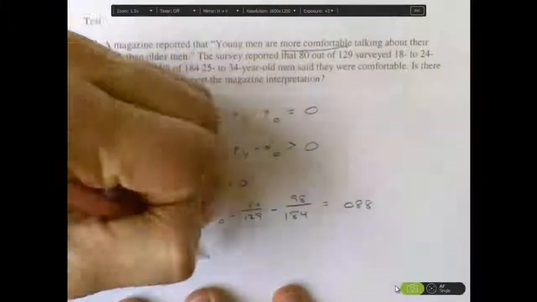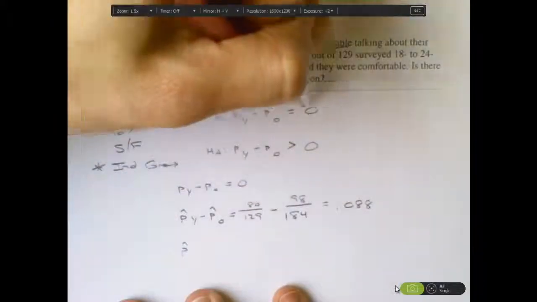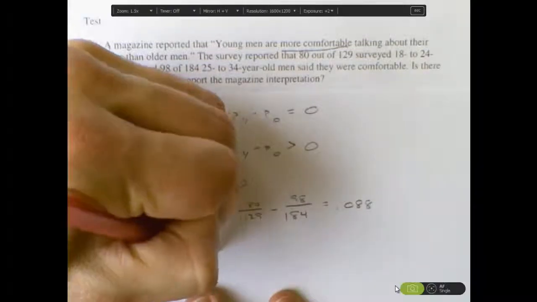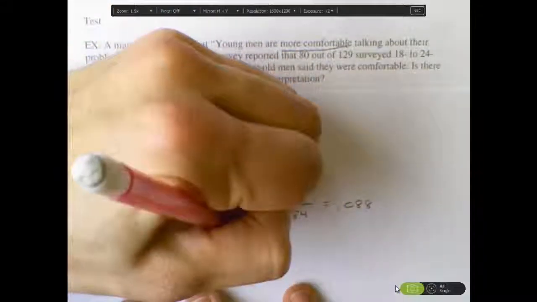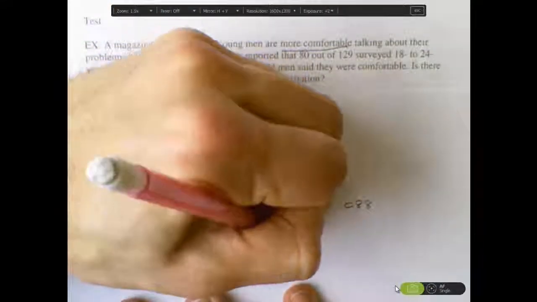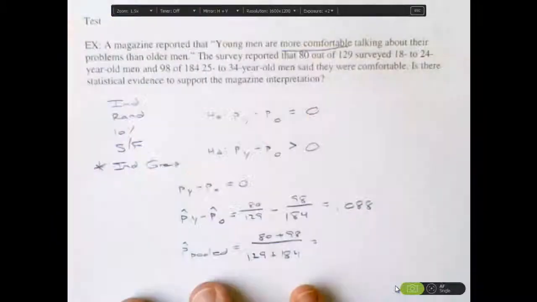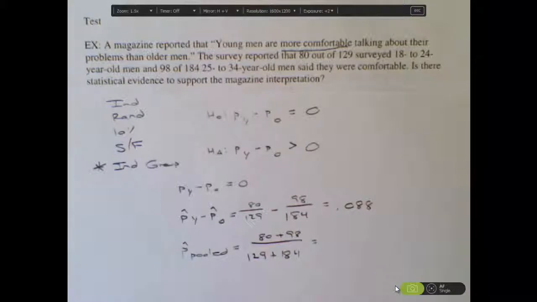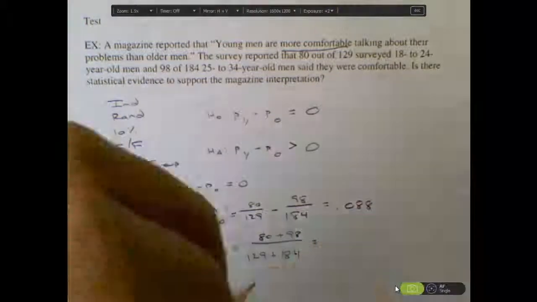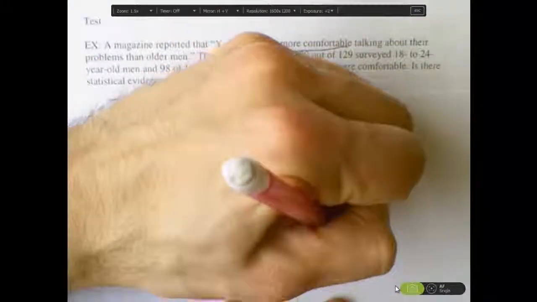Since I'm pooling, I believe that these are the same, these two proportions. So I'm going to come up with one pooled estimate. So I'm going to take the total number of successes divided by the total sample size to get this pooled estimate. Calculating that. I get 0.569.